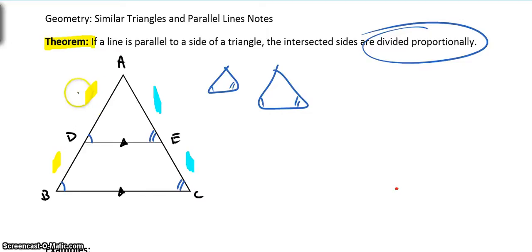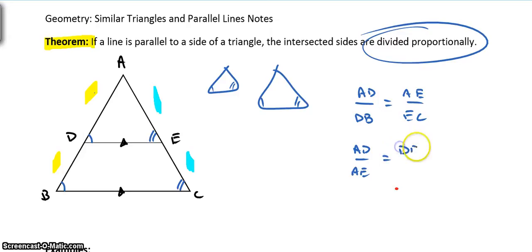So I can actually go AD over DB is equal to AE over EC. So what that says is this parallel line cuts the sides up into equal proportions. So we went top over bottom equals top over bottom. You could also go left over right equals left over right. So I could go AD over AE is equal to DB over EC. Either way is fine, either way is consistent, and either way works because we have equal proportions.